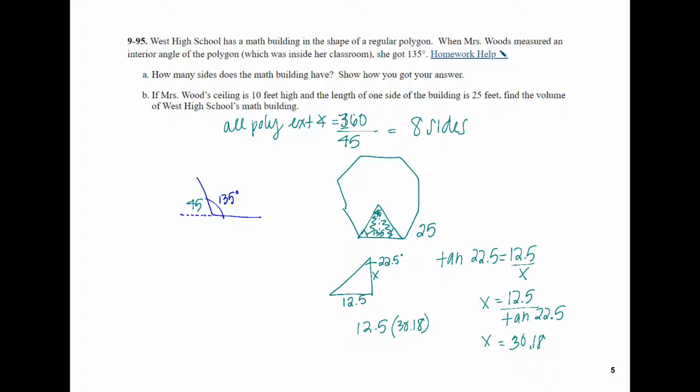gives me 377.25. I know I have 8 of these triangles because my figure has 8 sides. So when I multiply by 8, the area of my base is 3,018. I then need to multiply that by the height of my building, which was 10 feet. So I get a volume of 30,180 feet cubed.